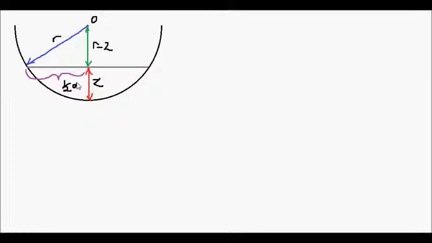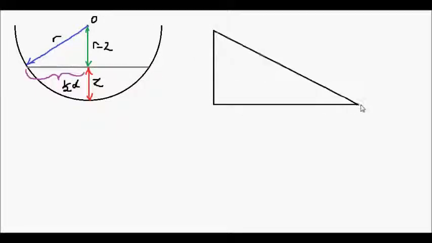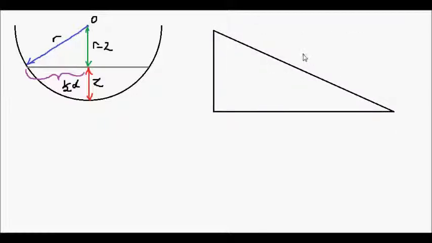a half of d. So we now have a right-angled triangle that we can write in terms of r, the radius, and z, and d. Well, 1/2 of d will equal 1/2 of the square root of x squared plus y squared, because d we found to be equal to the square root of x squared plus y squared. So now we have the right-angled triangle expressed in terms of the radius, z, and x and y.